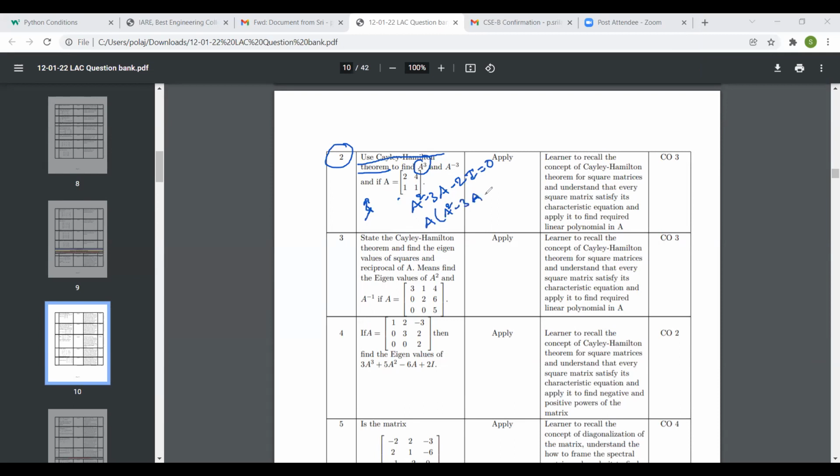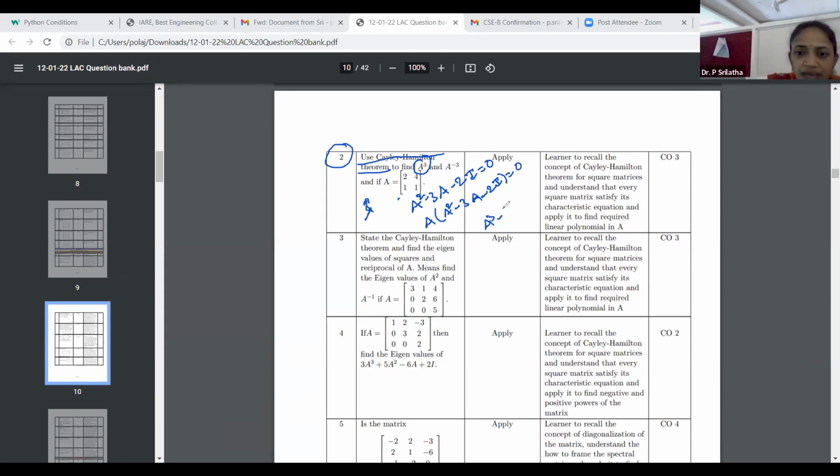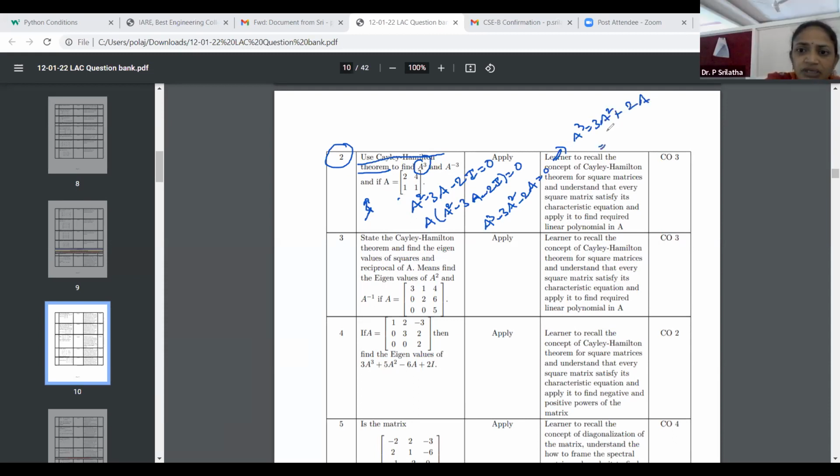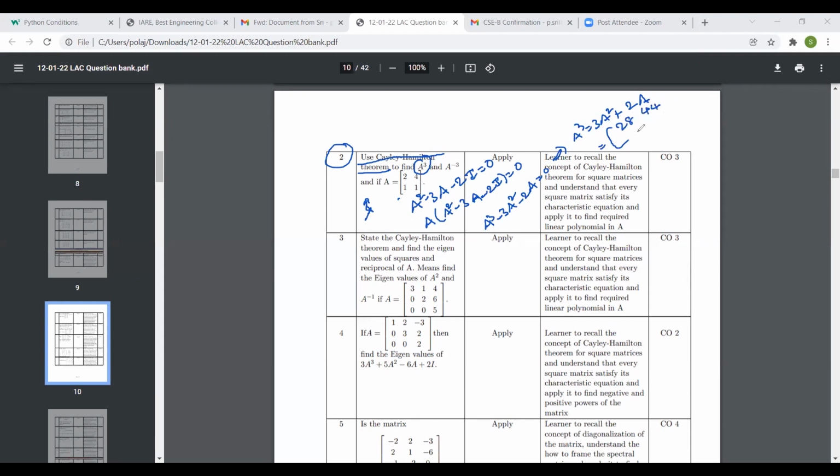Then multiply with a on both sides, then you will get a cube minus 3a minus 2 into a equal to 0. So from that you can write a cube equal to 3a square plus 2a. Okay, so what is the answer? 11, 17.